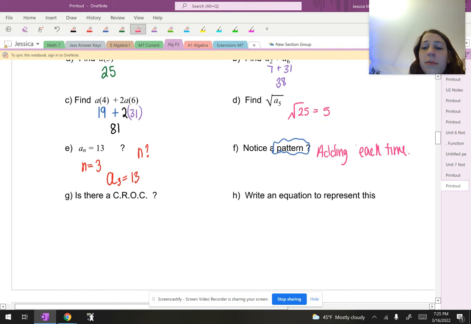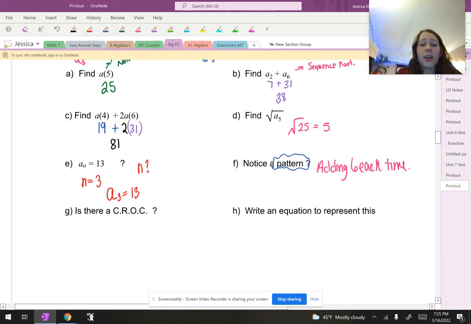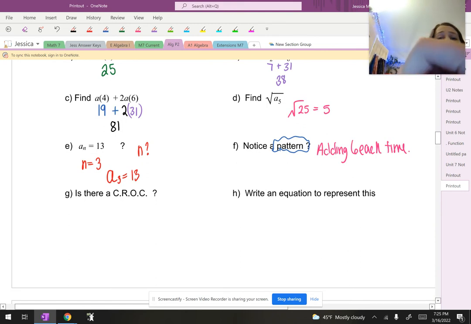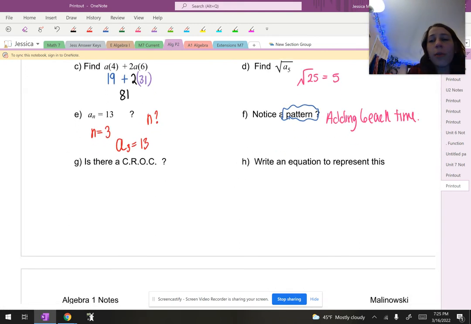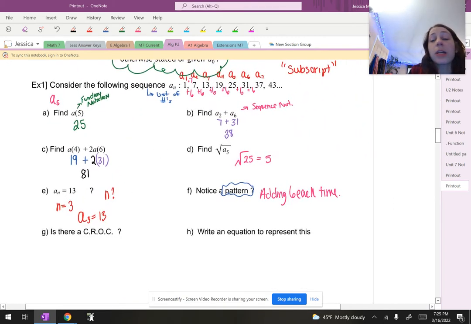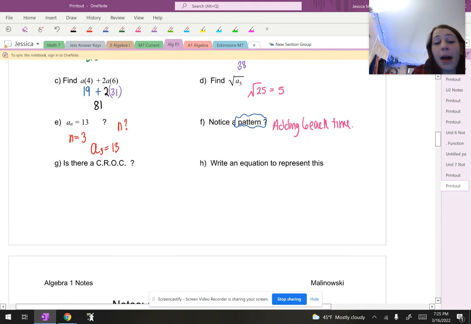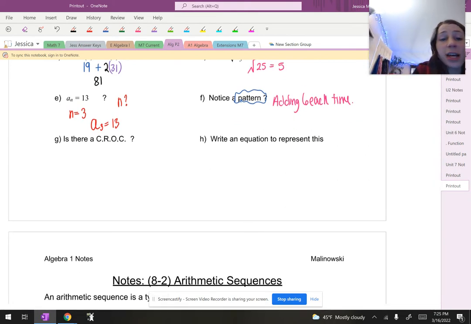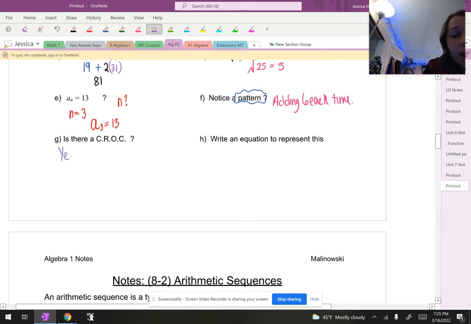That just looks like a, there we go. So then, is there a CROC? What does CROC stand for? Hopefully we know that's constant rate of change. Is there a constant rate of change? Is there something that I'm adding or subtracting by? And there is. It's that 6. Yes.